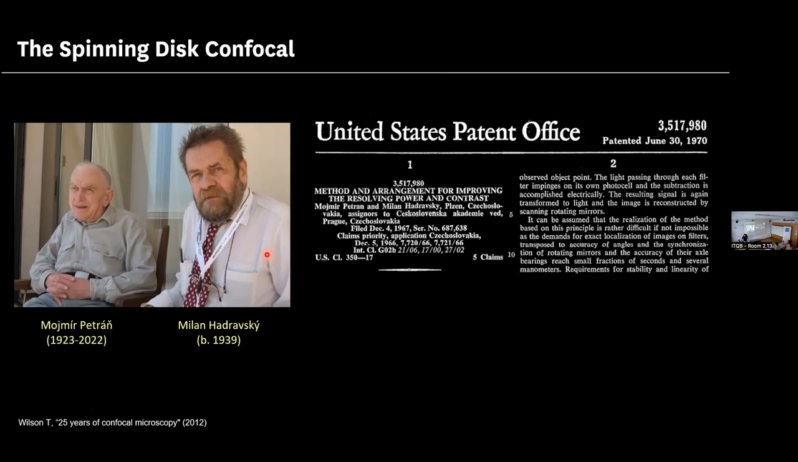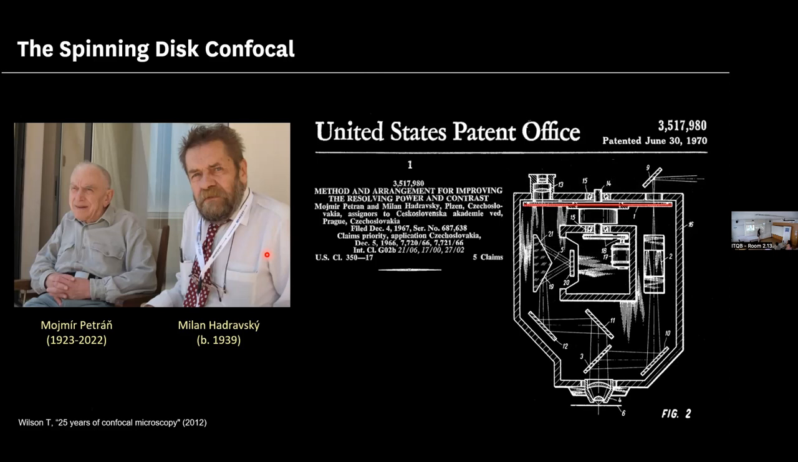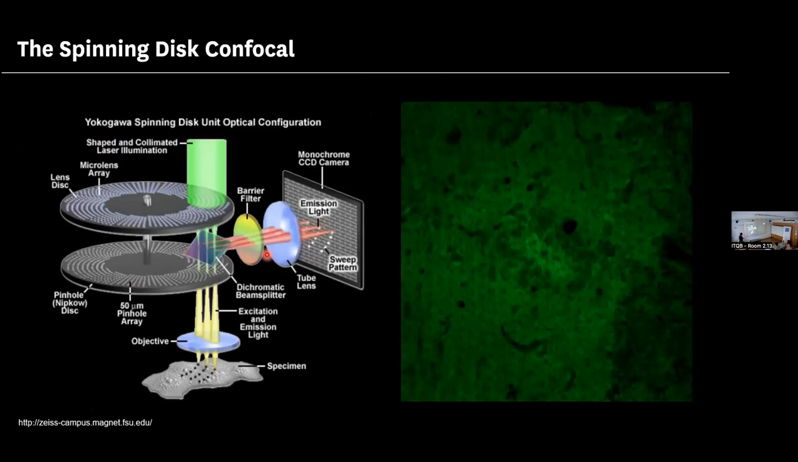You can see their original design here for the spinning disc. This red disc is where the spinning disc is. And so they came up with the design that we still use today. The addition of the micro lenses by Yokogawa later improved the amount of light that we can transmit to the sample and get back. But these are the fathers of the spinning disc. And let me show you how it works.